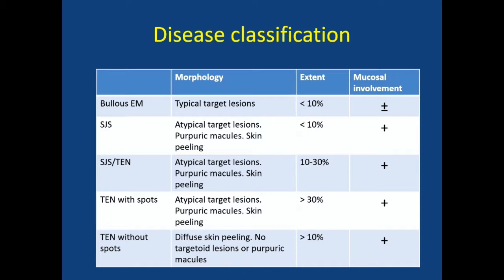In the SJS-TEN overlap, you see atypical target lesions and purpuric macules, but the extent of involvement is more. There is involvement of 10 to 30% of body surface area. And in TEN, the involvement is more than 30% of body surface area.